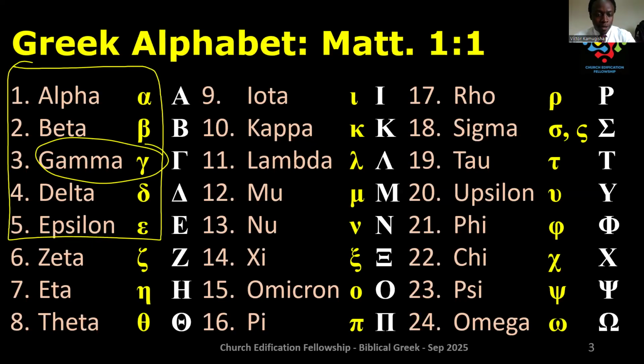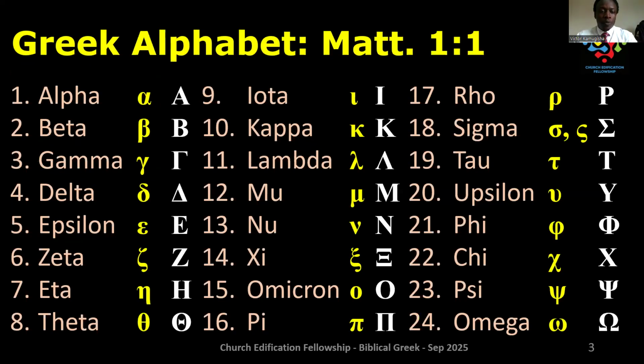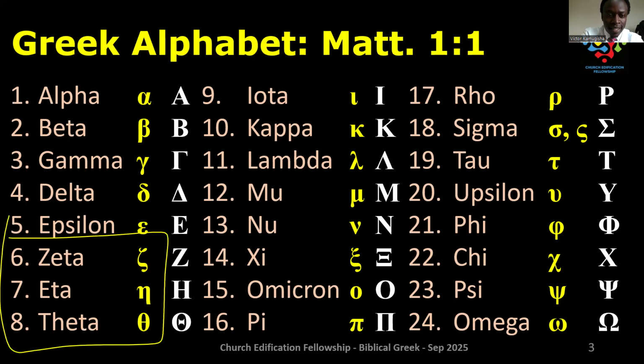The other pattern that you need to pay attention to is letters 6 to 8. These are 3 consecutive letters that rhyme, okay? The zeta, the eta, the theta. You see, they all have eta in their name, in their pronunciation. So those are the 3 letters that rhyme.